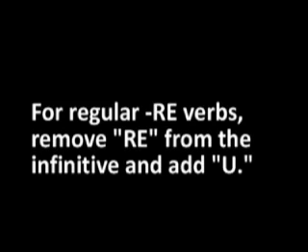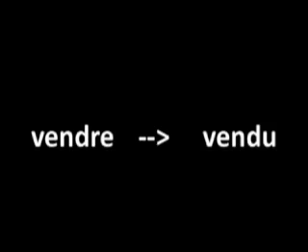Regular RE verbs are the most difficult of the three. For these verbs, you need to remove the RE from the infinitive and add the letter U. For example, vendre becomes vendu. Are you ready to put it all together? Let's go back to our present tense conjugation of the helping verb avoir. Now, all we need to do is add on the past participles.